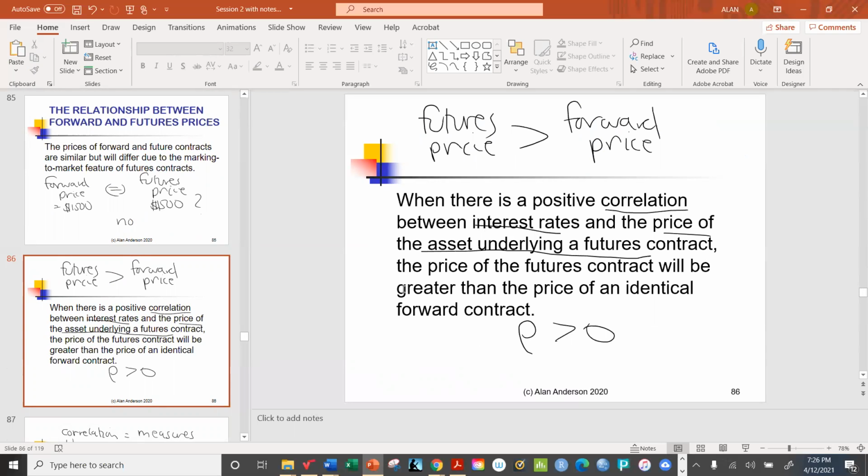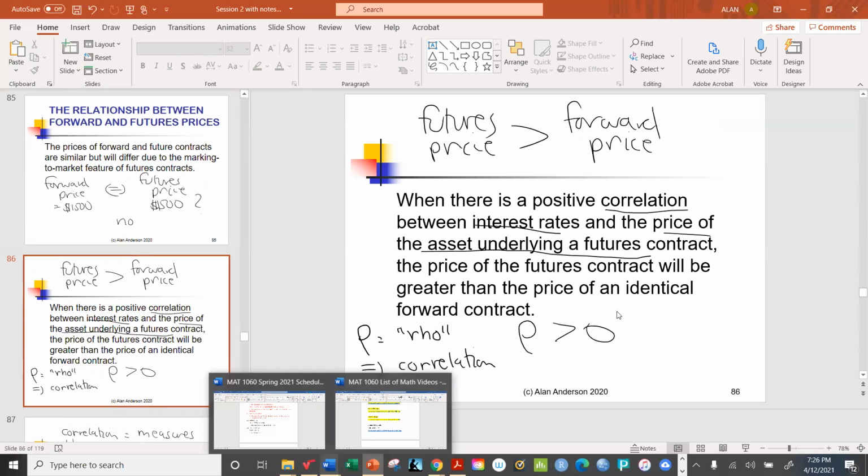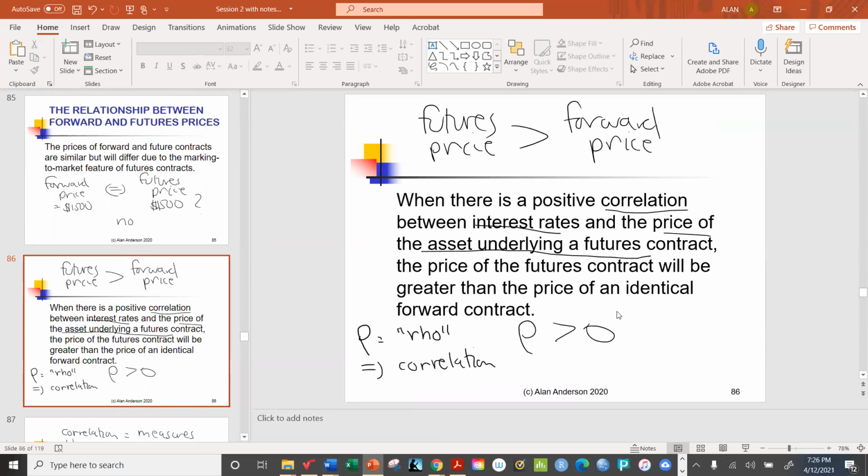By the way, you might not have seen this before. This is the Greek letter rho, and this is used to represent correlation. Specifically, here it's the correlation between interest rates and the underlying asset. So when the correlation is positive, then the futures price tends to be higher than the forward price. When the correlation is negative, it's the other way around.